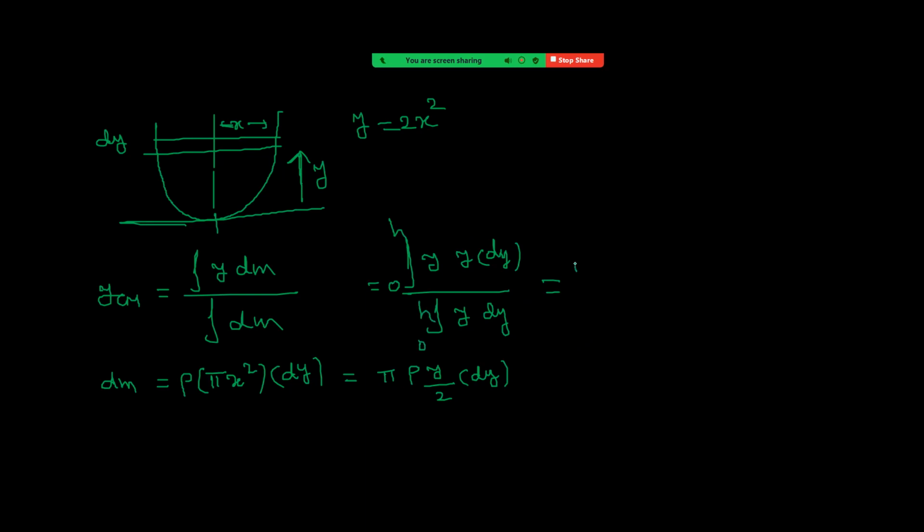Y square dy, y cube by 3. Y dy, y square by 2. Now take limits 0 to h. We get 2h by 3. So just by taking elements properly, we can get all answers, right? I hope you got clarity.